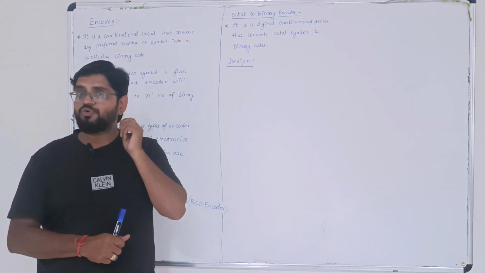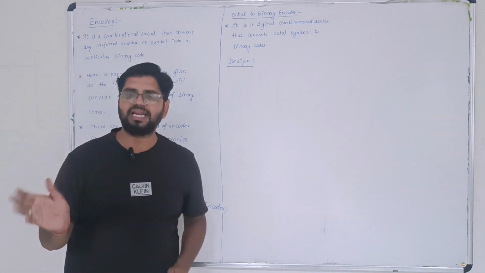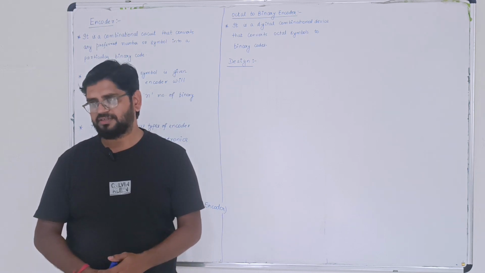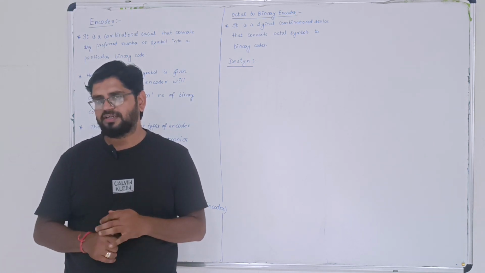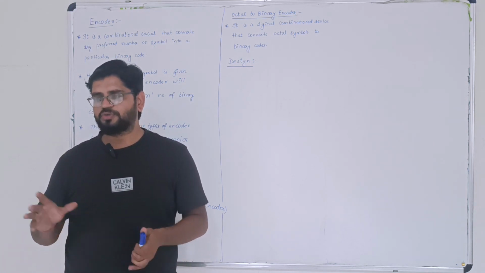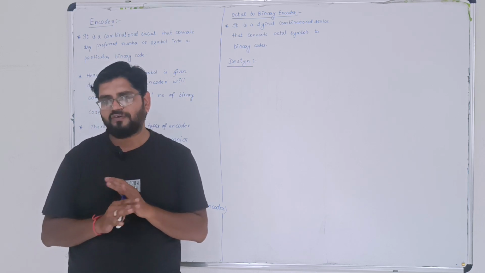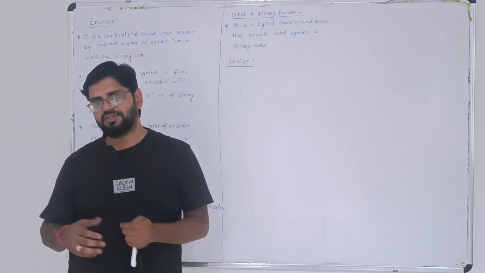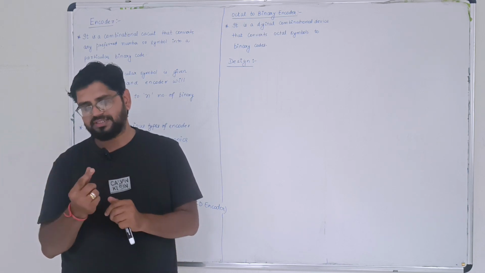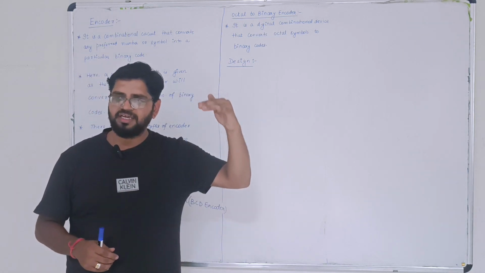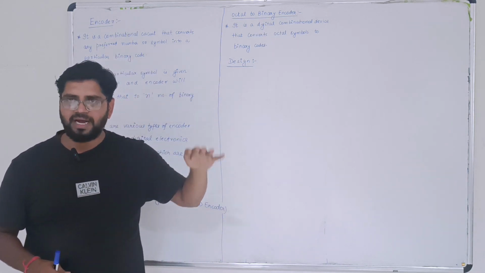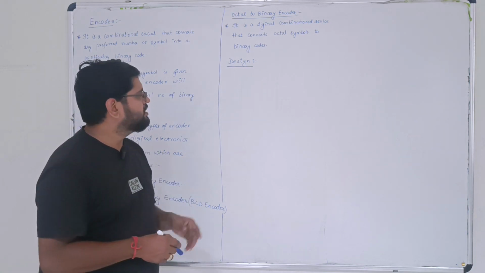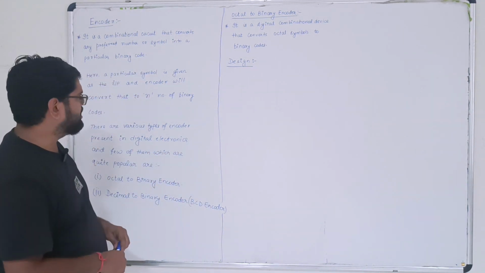Now, what is the similarity between encoder and demultiplexer? Just comment in the comment box. One thing we can have as the obvious answer: we have one input and many outputs. Here in the case of an encoder also we give one symbol as the input and get many outputs, or binary codes, as the outputs. So that is all about the introduction part.